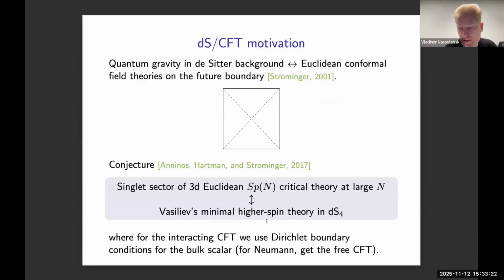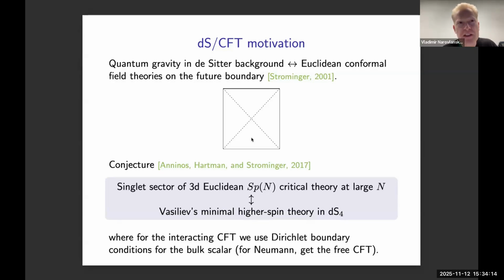Now, one motivation for this specific theory that I wrote here is the dS/CFT correspondence, where quantum gravity living on a space with positive cosmological constant is supposed to be related to a Euclidean conformal field theory living on the future boundary. The theory appears in this context because there is this conjecture by Anninos, Hartman, and Strominger that the singlet sector of the 3-dimensional critical system of these anti-commuting variables is related to a theory in the bulk, what's known as Vasiliev's theory. It's a theory of infinitely many higher spin massless fields in de Sitter 4.